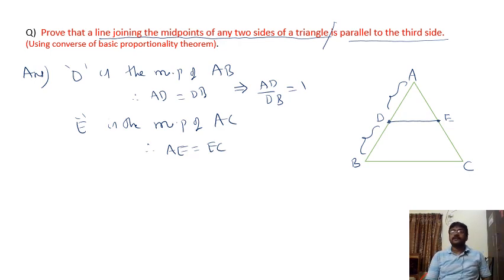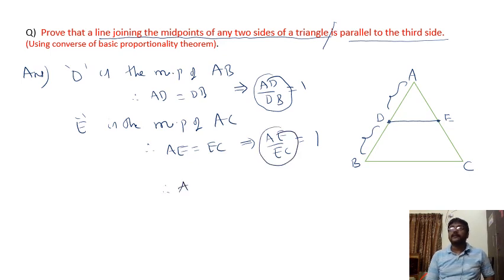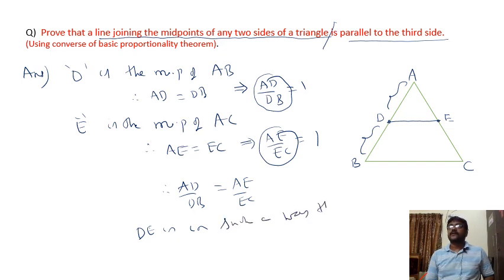AD is equal to DB, that implies AD by DB is 1. Or you can bring this DB to this side. In the same manner, AE is equal to EC means AE by EC is equal to 1. So observe the ratios AD to DB and AE to EC. Both are equal. Therefore, AD by DB is equal to AE by EC. So the line DE is in such a way that AD by DB is equal to AE by EC.